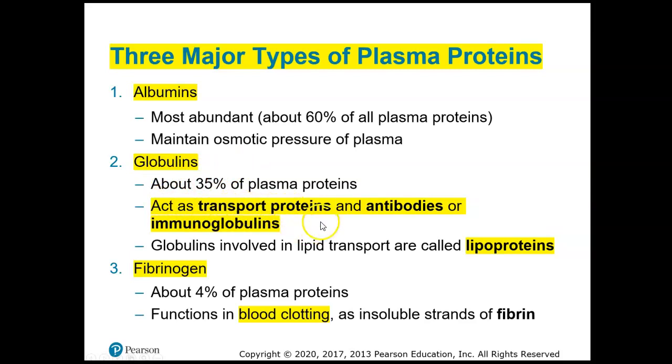Globulins include transport proteins like hemoglobin. Hemoglobin transports oxygen and carbon dioxide. And antibodies, which are also called immunoglobulins, are considered types of globulins, and of course they function in the immune system. And then globular proteins, or globulins, that transport lipids are called lipoproteins. Fibrinogen is the plasma protein that functions in blood clotting.